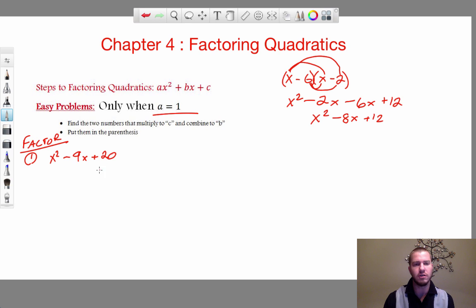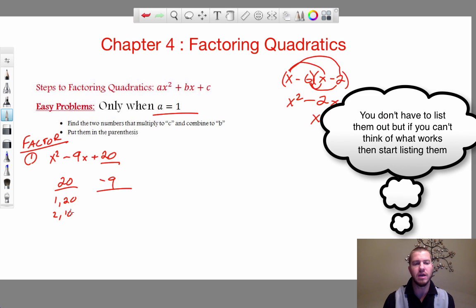So find the two numbers that multiply to be c and combine to be b. So what multiplies to be 20 and combine to be negative 9. You may sometimes need to list all the factors of c, in this case 20. And I have 1 and 20, 2 and 10, 3 doesn't go into it, 4 and 5. And then once you're next to each other or the same number, that's all the factors.